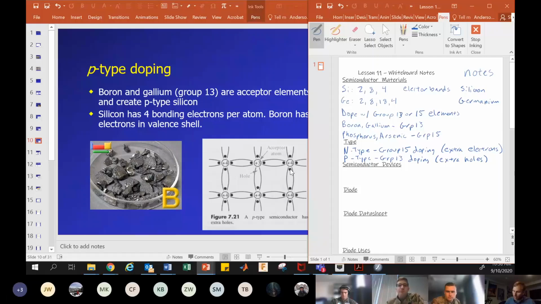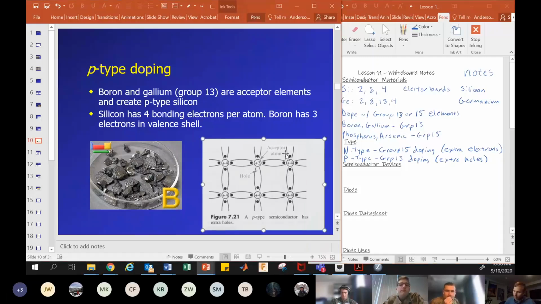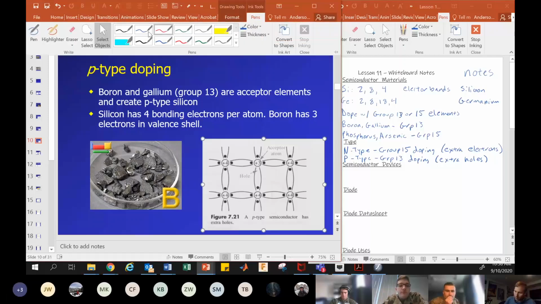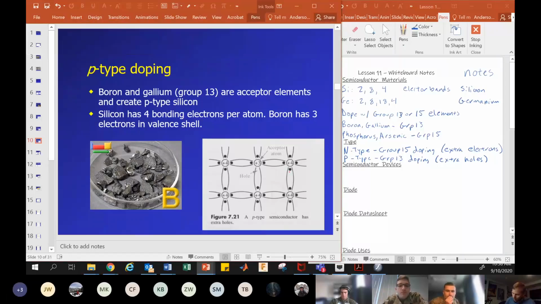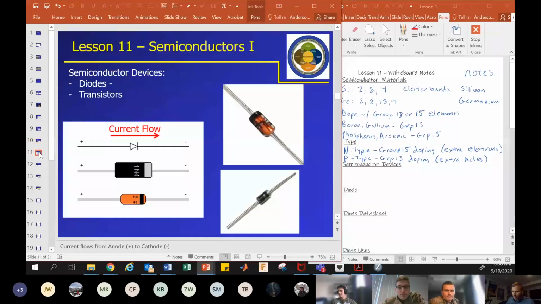Say this electron might jump from here to fill that hole. And then there's a hole created here. Another electron may jump to fill that hole. And so effectively, the hole is now traversing left to right. Okay, so either way, you get movement, and that can be current flow. Okay, so there's a lot of background to explain how these work.